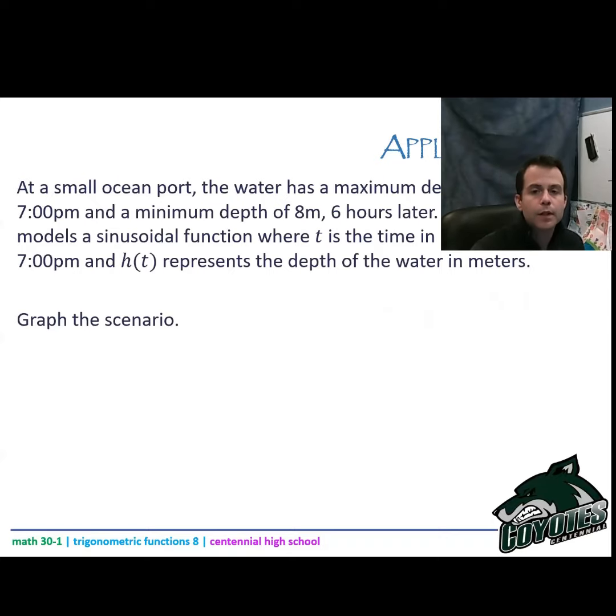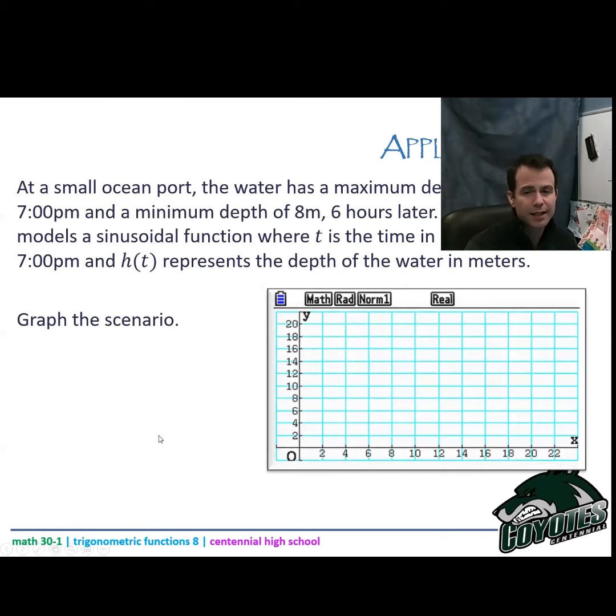But since we're talking about a day, we might as well go 24 hours and just look at the whole day. Then your x scale should go from 0 to 24. As far as your y scale, I need to hit a maximum of 18 and a minimum of 8. So as long as I'm going from 0 to 20 or something like that, that should be good. So now this is the window I'm going to work with as I draw this. And mine ends up looking like that.